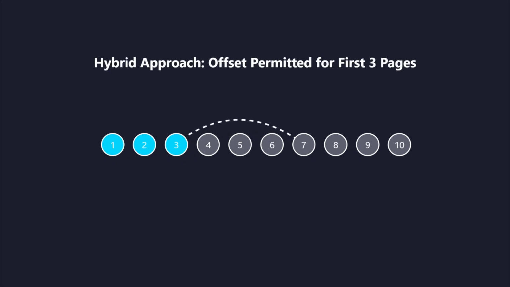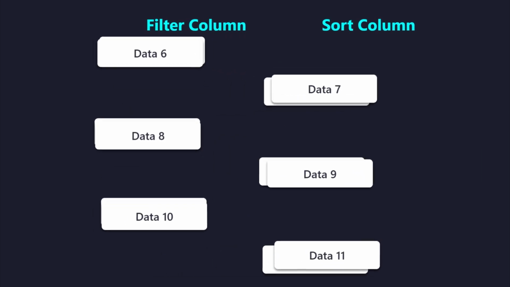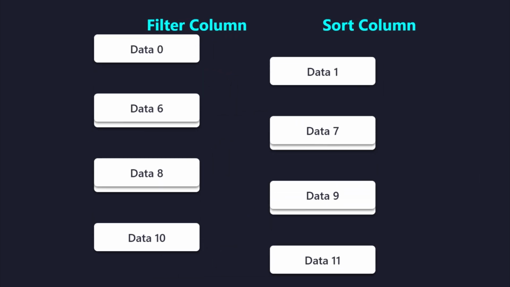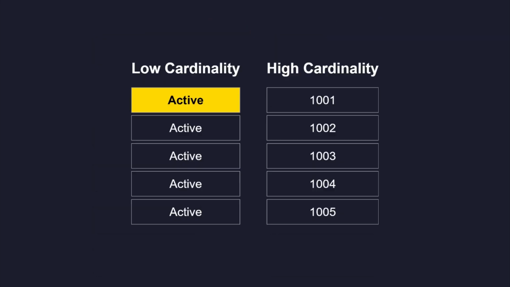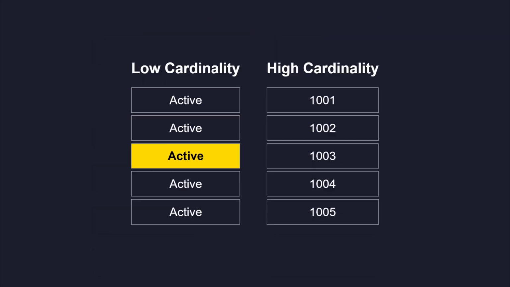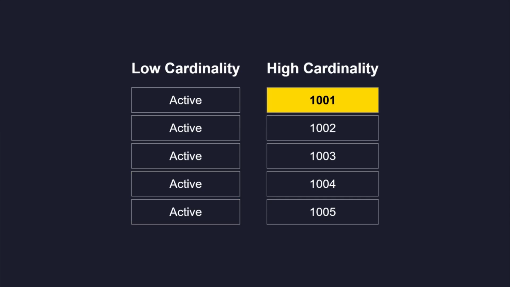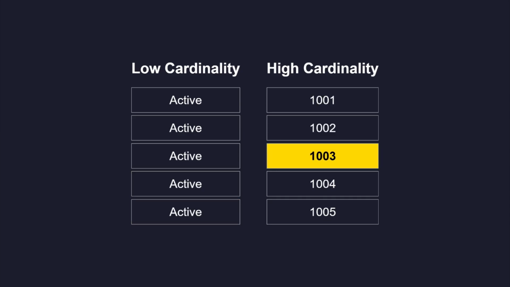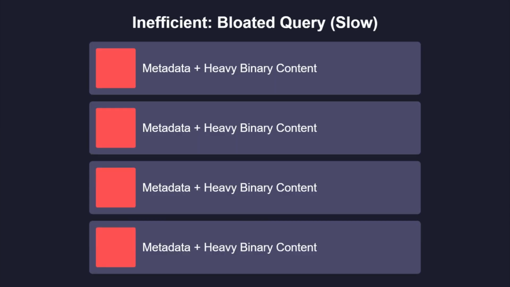If business requirements mandate jumping to a specific page, use a hybrid approach where offset is only permitted for the first few pages. When users apply multiple filters, your composite indexes must include the filter columns first, followed by the columns used for sorting. Indexes on low cardinality columns, like status codes, are inefficient for pagination. Prioritize columns with high uniqueness to speed up the cursor lookup.